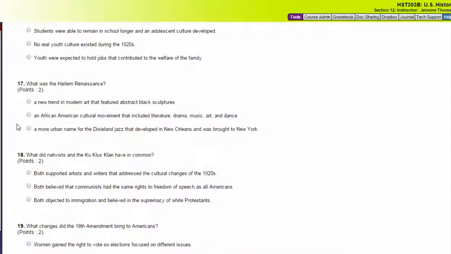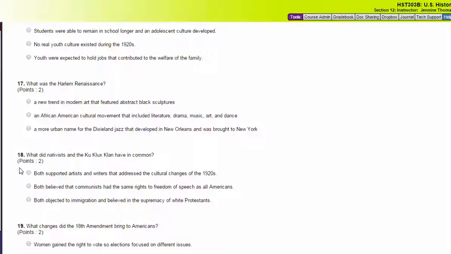What was the Harlem Renaissance? A new trend in modern art that featured abstract black sculptures, an African American cultural movement that included literature, drama, music, art, and dance, or a more urban name for the Dixieland jazz that developed in New Orleans and was brought to New York.